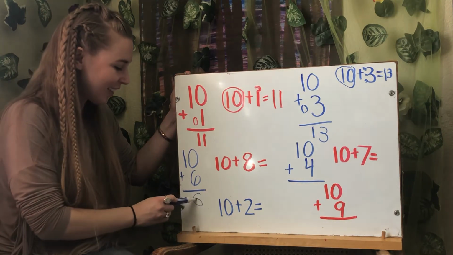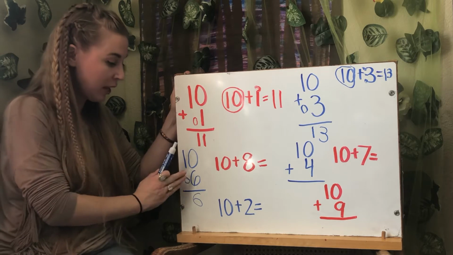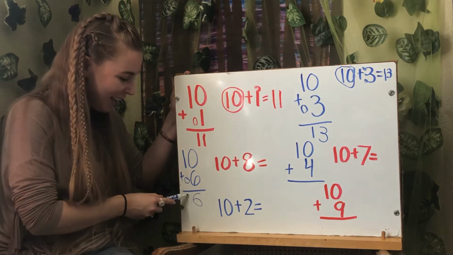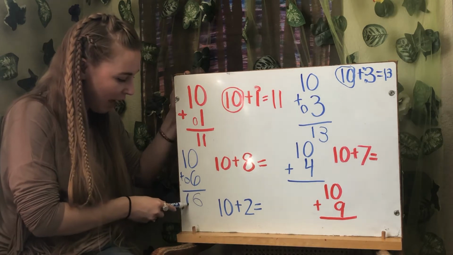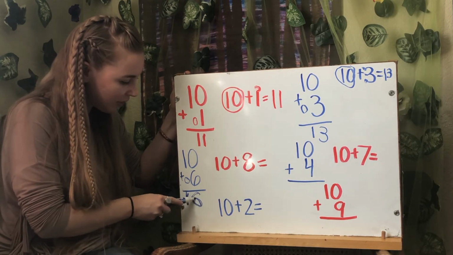6. And then you can add a 0 there if you'd like, or you can leave it blank. What is 1 plus 0? 1. So then if we have 10 plus 6, it equals 16.